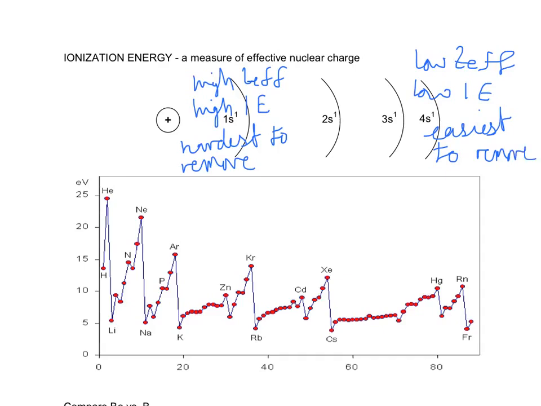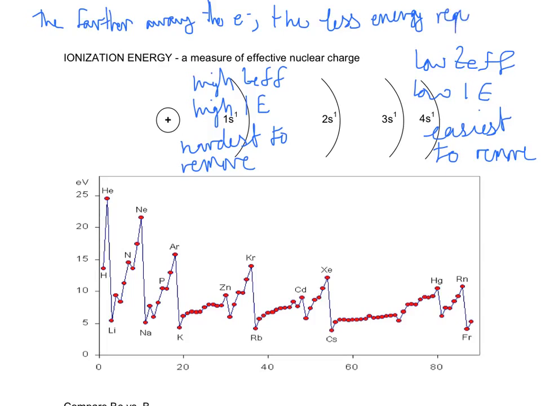Okay, so the farther away the electron, the less energy required to remove it. So the lower the ionization energy.